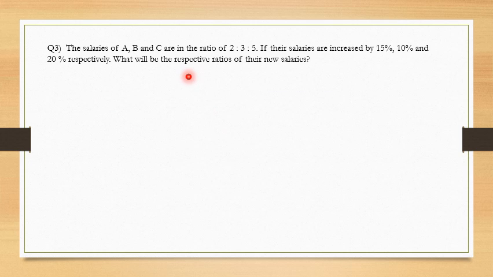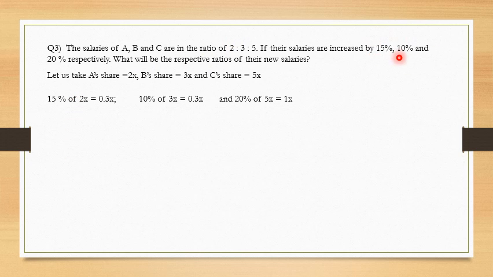The salaries of A, B and C are in the ratio 2 is to 3 is to 5. If their salaries are increased by 15%, that is A's salary is increased by 15%, B's salary by 10% and C's salary by 20%, what will be the respective ratio of the new salaries? Again, we take them in form of x. So A's share is 2x, B's share is 3x and C's share is 5x.